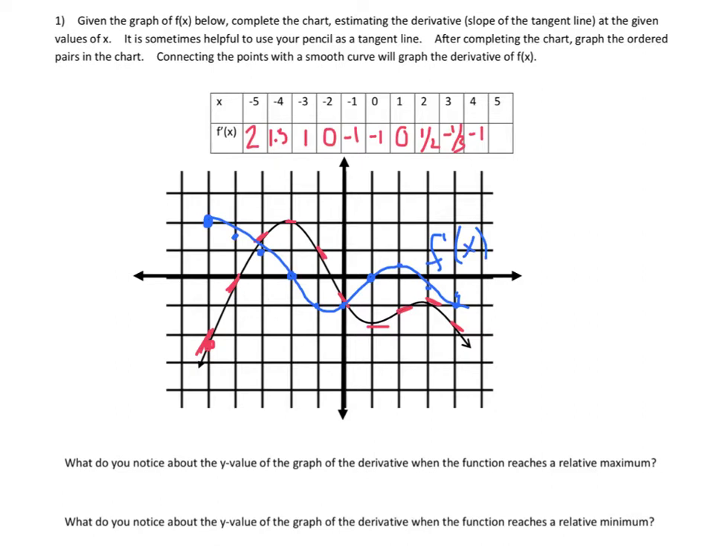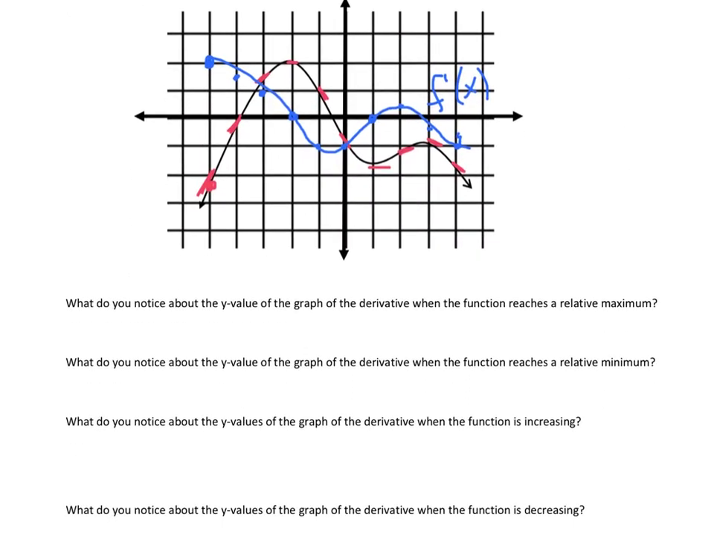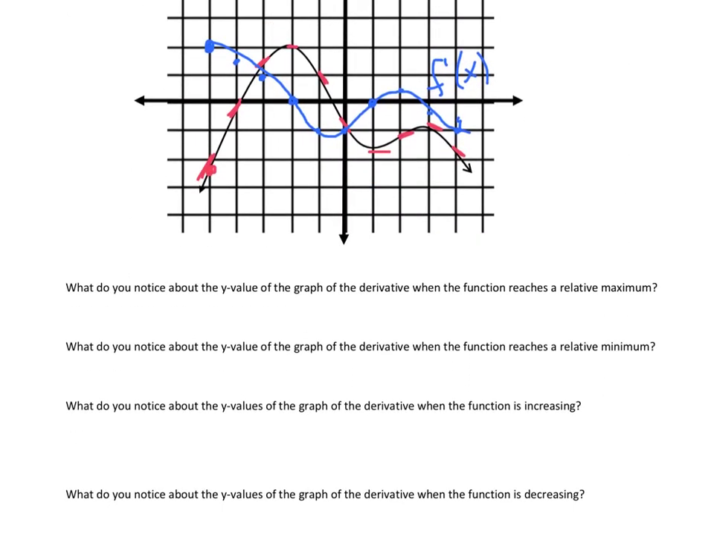And so when we meet a complicated function, we're always going to fall back on this technique here, where we just estimate the individual slope at each point. Now we do have a few questions to go along with this graph. Question 1 here. What do you notice about the y values of the graph of the derivative when the function reaches its relative max? Well, right here is where f reached its relative max, and the y values of the derivative were 0. So I'm just going to say y values were equal to 0.